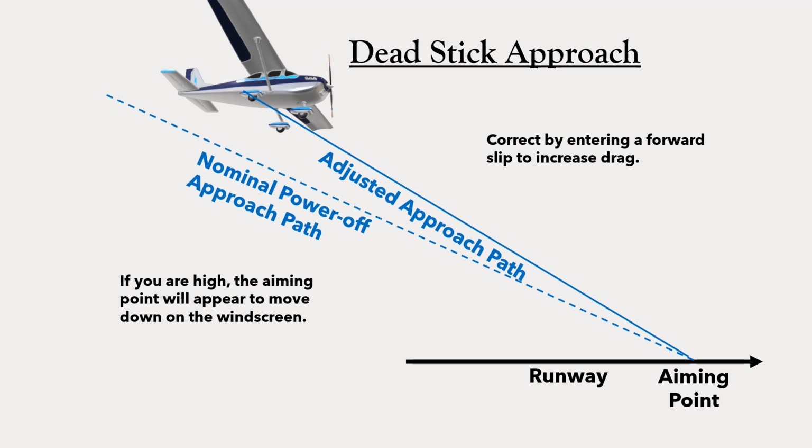So the forward slip is a nice tool to have, even when you're doing a normal landing. If you are ever too high on approach by enough that you can't adjust simply by a reduction in power, you get all the way back to idle power and you're still too high, the forward slip is a good tool in your bag to be able to still continue that approach.